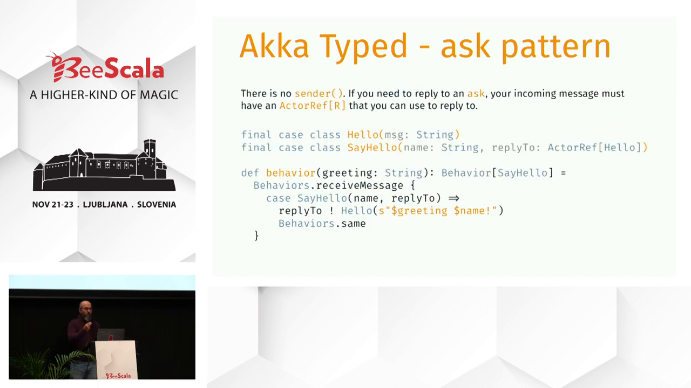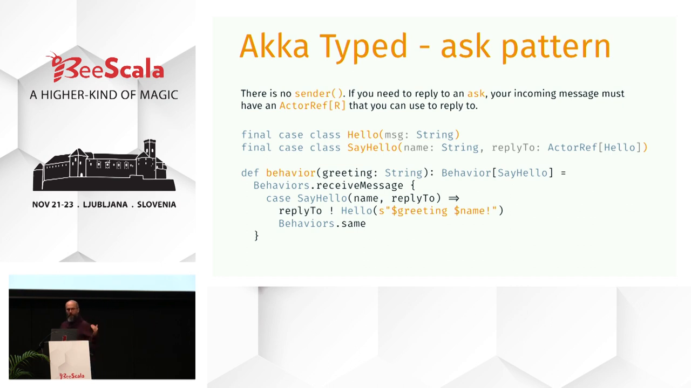Now, one thing that exists in classic Akka, the untyped one, is that for every message you had a sender. You had a sender, and you could answer back, or send a message to the sender. And if you're calling an actor from outside the actor system, you do an ask, and what you get is a future that will be completed when you send a message to the sender. But that's gone. We don't do that anymore in Akka Typed. What we do is we have to encode in our message the fact that we want a response. We have to have a protocol for the response as well.